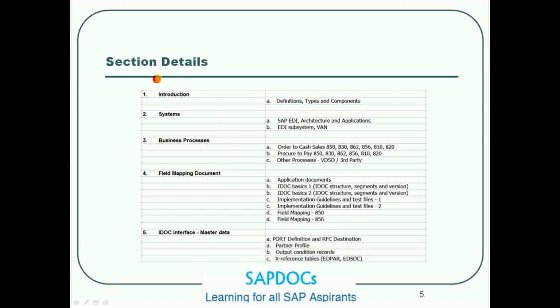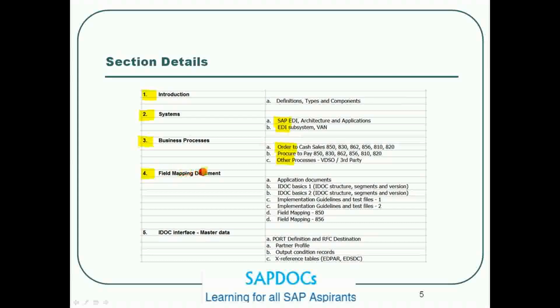Now a bit more detail on the sections. On the introduction: definition, types and components, systems, SAP EDI architecture and the applications, then EDI subsystem and WAN. Business process, I talk about order to cash, procure to pay and other processes.